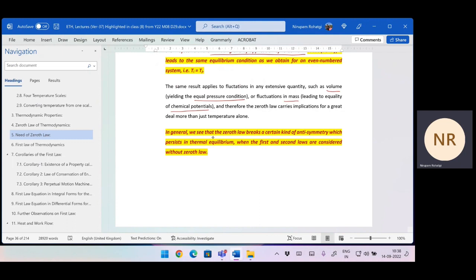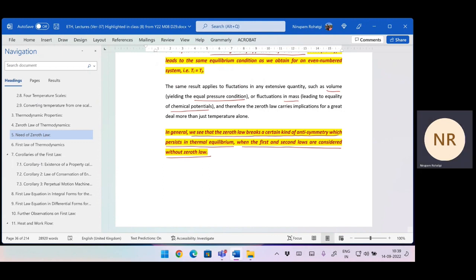So you can say in general, we see that the zeroth law breaks a certain kind of anti-symmetry which persists in thermal equilibrium when the first and second laws are considered without the zeroth law. So if you do not apply the zeroth law and you apply only the first and second law, what you are going to get is some anti-symmetry in the application. Okay, so ये है, and beyond this, the zeroth law is not used.